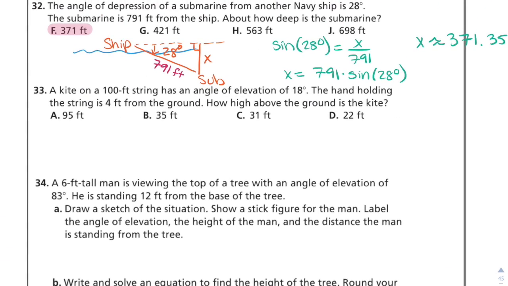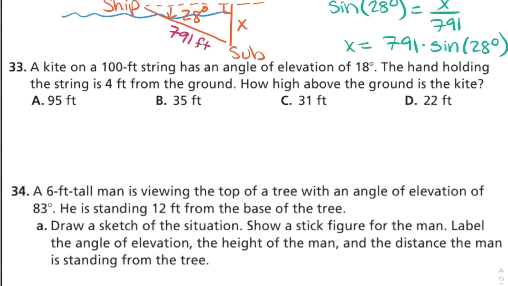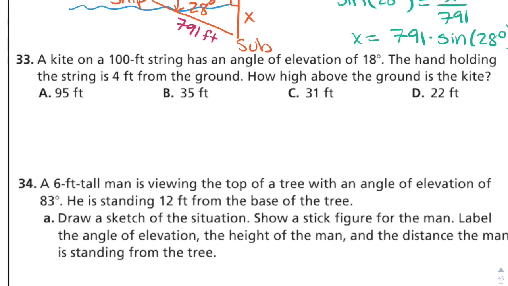Let's do another one. A kite on a 100-foot string has an angle of elevation of 18 degrees. The hand holding the string is 4 feet from the ground. About how high above the ground is the kite? So we're going to have a triangle, obviously.